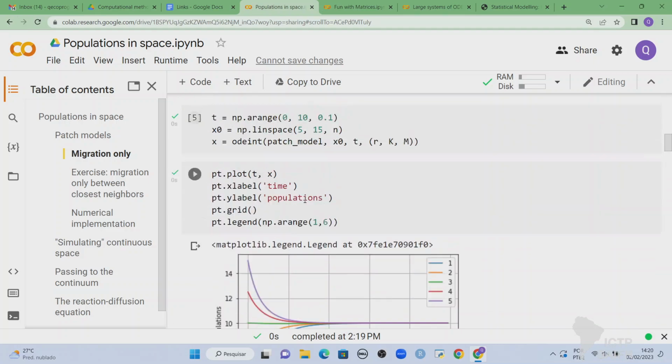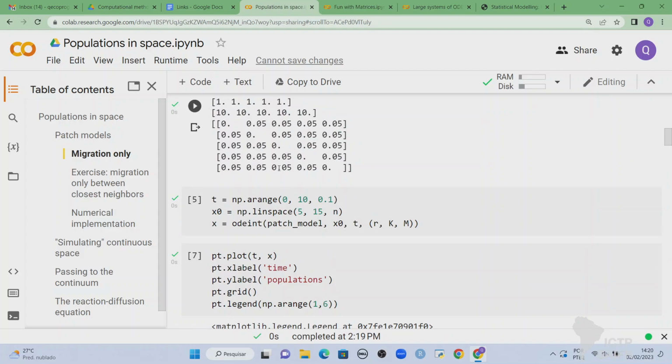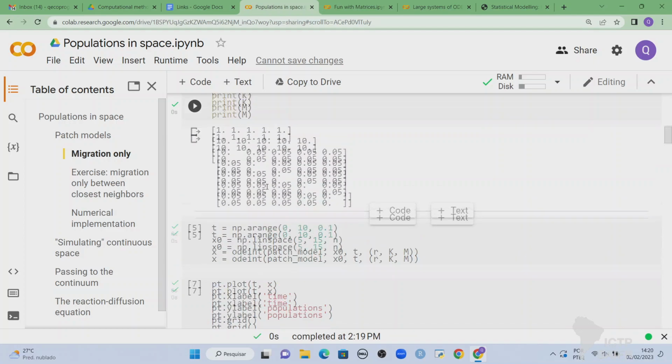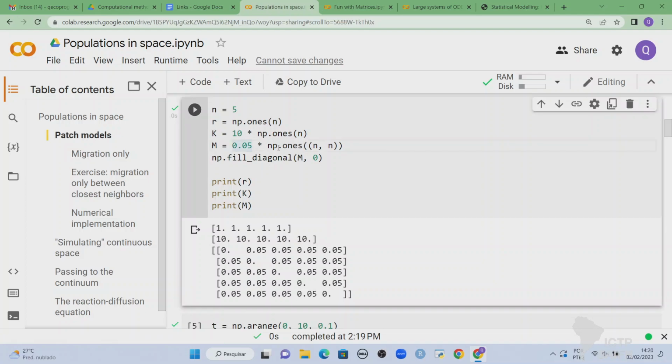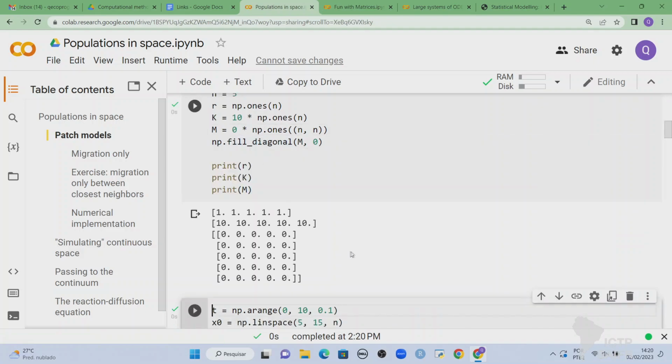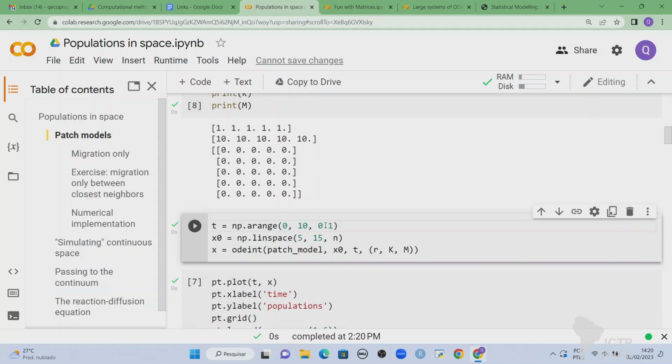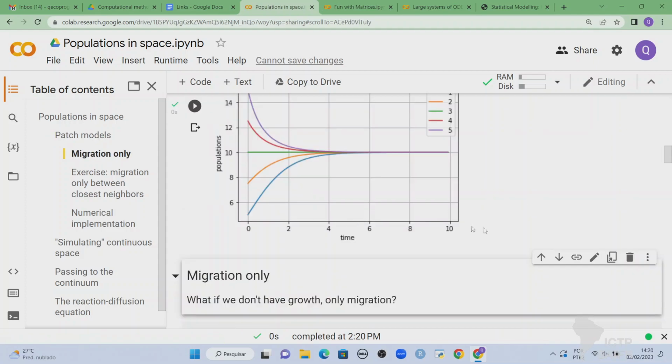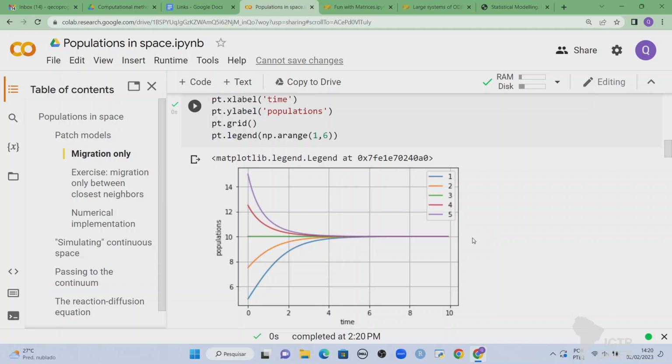But then, all of their carrying capacities are 10, right? So this is kind of boring. So what's the role of migration here? What if, instead of having migration here, migration were 0? There's no migration at all. Does it change anything? Not much. So really, migration here is kind of pointless, because they are all equal patches, they are all growing to the same carrying capacity, and so on, right?